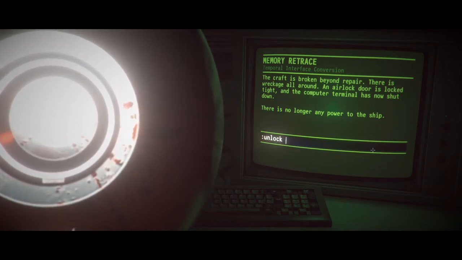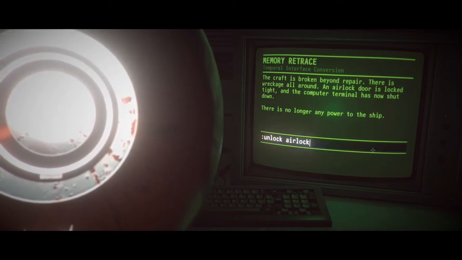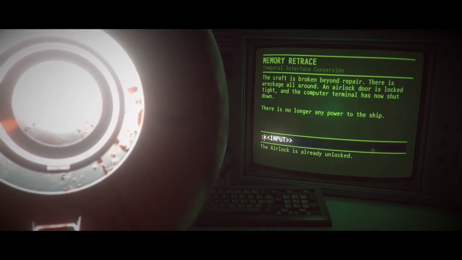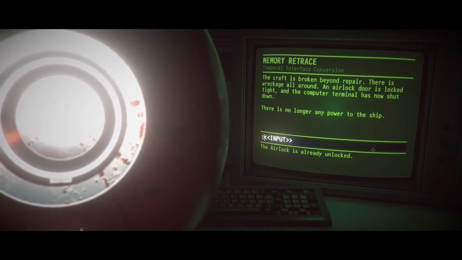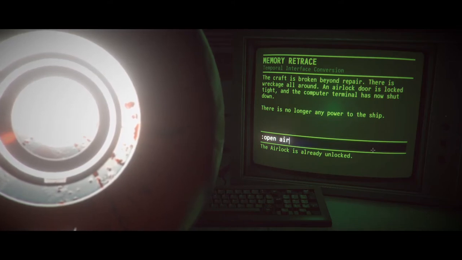Unlock airlock? What? Okay. Open airlock.